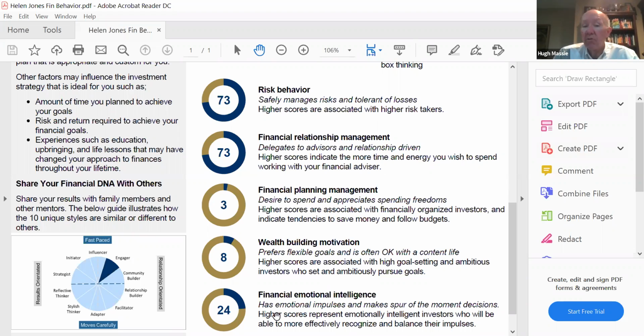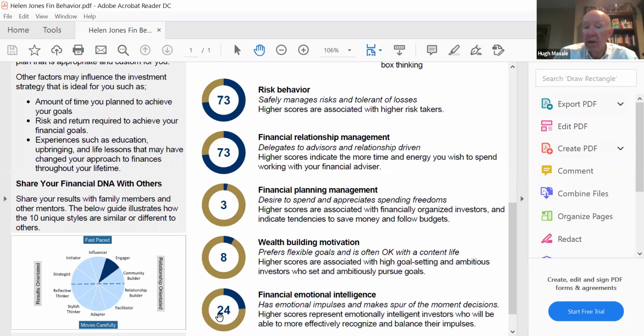And then the financial emotional intelligence. So she's got a lower score there again of 24, which is more about the fact that she could get emotional when under pressure and make emotionally based decisions. So this is where she does need your guidance as an advisor to hold her feet to the fire and keep her focused on what her goals are, and on the conversations that you've had historically, educating her to build a long-term plan.